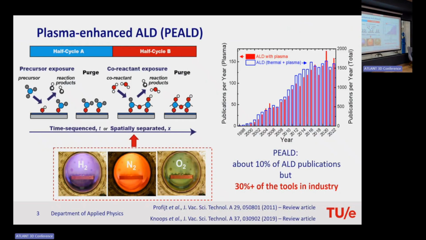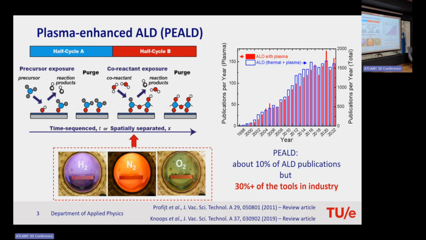Okay, so well, I don't think I really have to introduce the method of plasma-enhanced ALD. It's very similar to thermal ALD, but the big difference is that in the co-reactant step, you use a plasma. So instead of water or ammonia or whatever, you expose the surface to a plasma, which can be hydrogen plasma, nitrogen plasma, oxygen plasma, or many other possibilities.